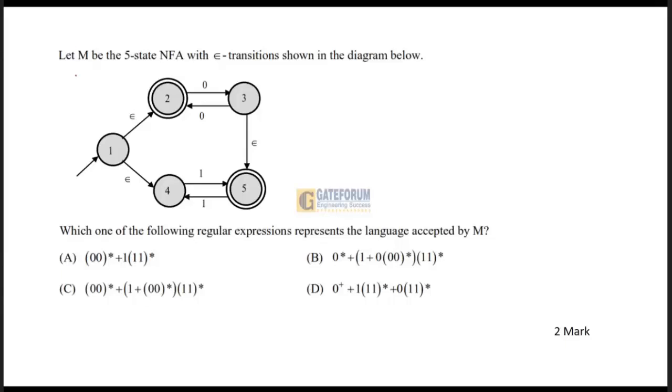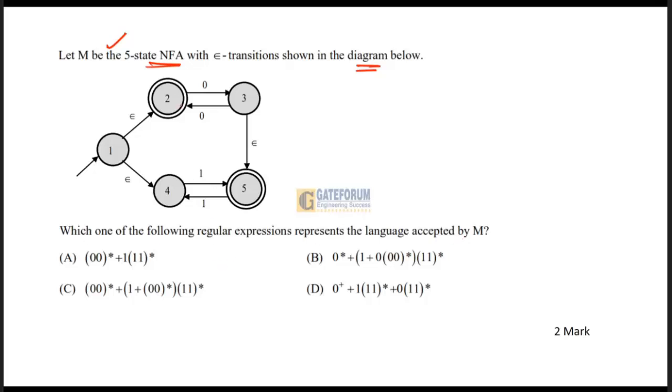The following question was asked from Theory of Computation. The topic is non-deterministic finite automata with epsilon transitions. The question was asked for 2 marks and the question is as follows. Let M be the 5-state NFA with epsilon transitions as shown in the diagram below. Which one of the following regular expressions represents the language accepted by M? And 4 options are given.